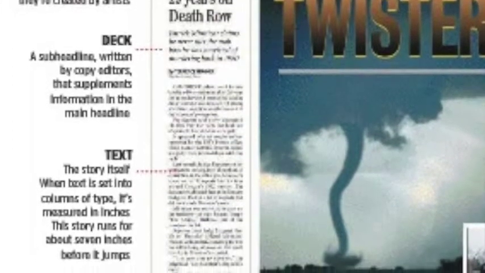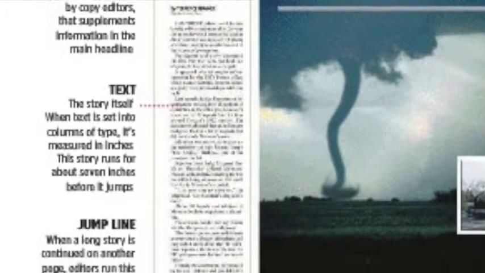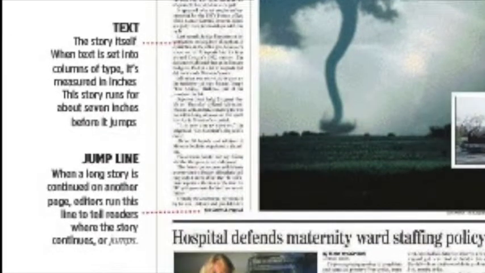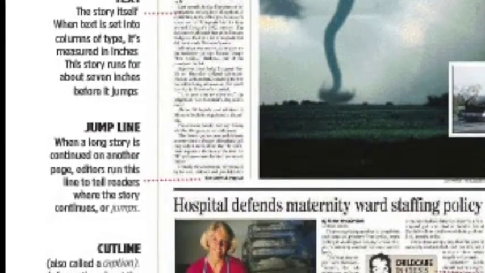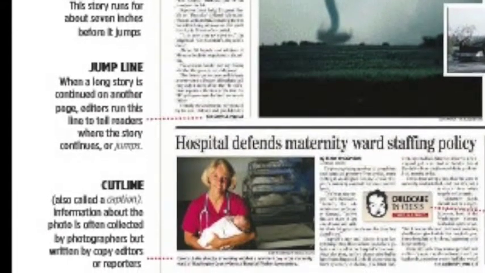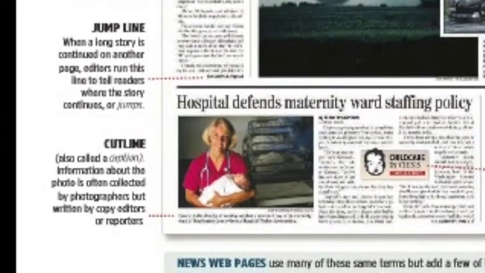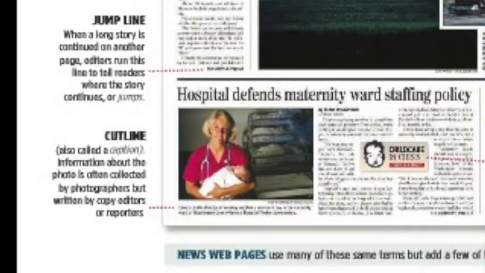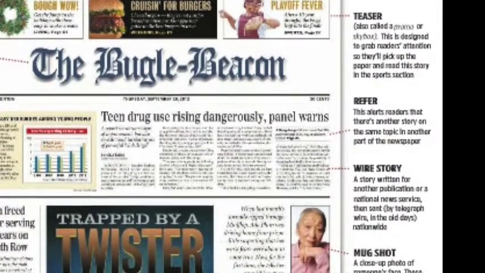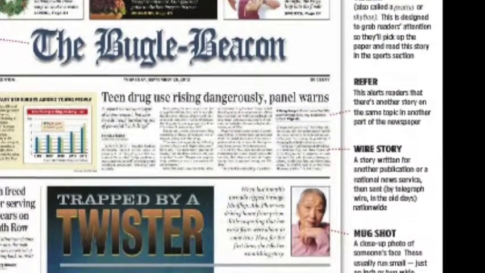Text, the article there. And jump line. Make sure you know this. This is showing where it jumps to, where the article jumps to. And some writers complain, well, they don't read the jump. They don't go to the jump because a lot of reader studies have shown they just simply don't continue reading on to the next portion of the article. Cut line. This is what a caption's commonly referred to, so make sure you know the term cut line. And then on the other side, teaser. Refer. Refer is a good one. This is referring the reader to other articles on the same topic later in the newspaper. So refer, make sure you know that.